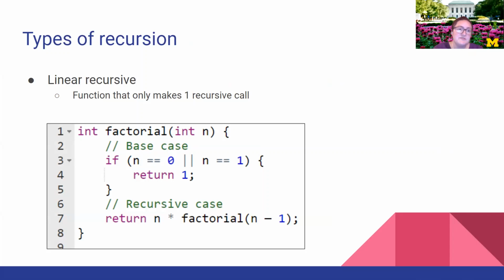There are multiple types of recursion. The first we will cover is linear recursive. This is any function that makes one recursive call. So we see in our example factorial that the only recursive call it makes is in line 7, and so that means it is linear recursive. There are no other requirements for a linear recursive solution, just that it makes only one recursive call.